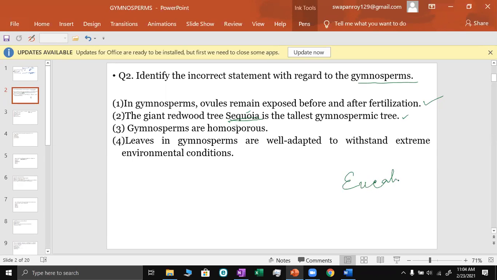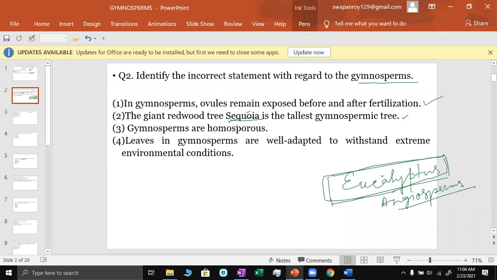Eucalyptus plants these days you will find along the roadside also, they are planted. So eucalyptus is angiosperm. In gymnosperm, it is sequoia. This is also known as redwood tree, sequoia. This is correct.